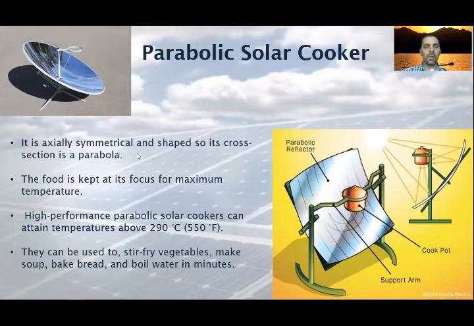This cooker can be made DIY easily. You just need a parabolic antenna, some metallic foil, and some tools. We will talk about it in a video later in this course. How can you build your own parabolic or box-type solar cooker?